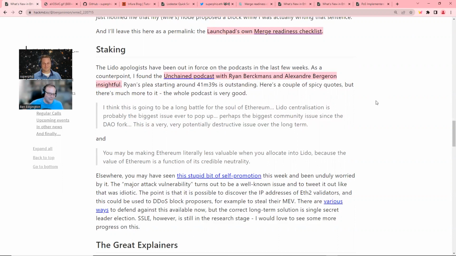And that just opened my eyes. The scales fell from my eyes at this point. I thought, these people do not have the interests of Ethereum at heart. I'm not going to give them another break.